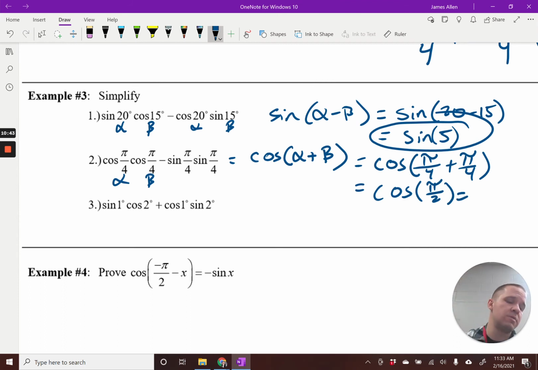And what is cosine of pi over 2? That's my first quadrantal. That is 0. So there's my final answer. I will box that, otherwise it's circled. That looks weird. All right, very good. Wonderful stuff. I like it.